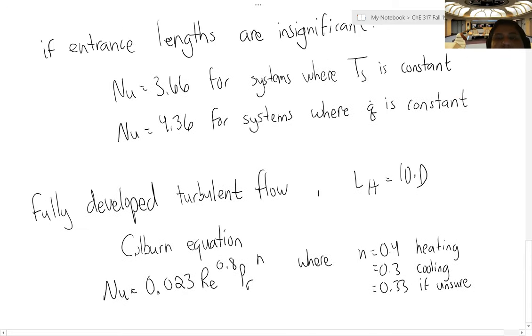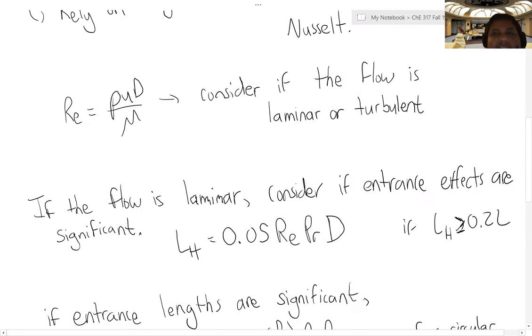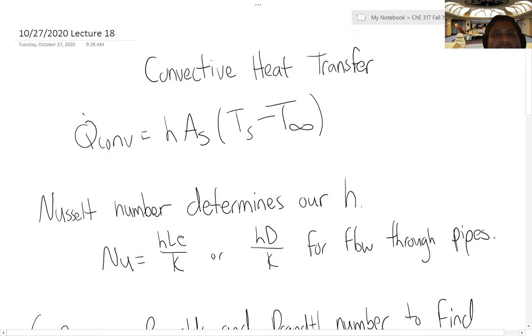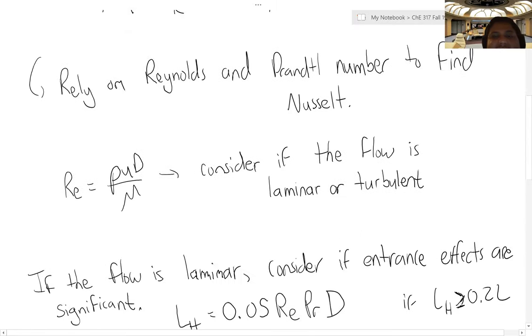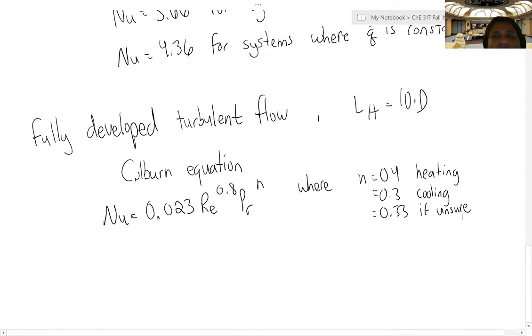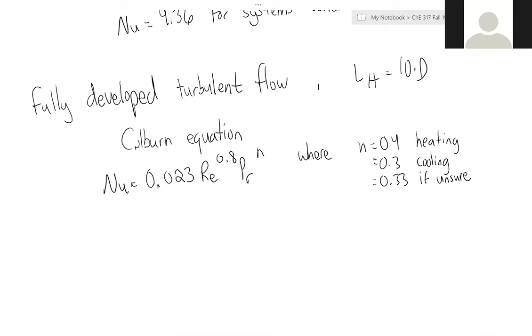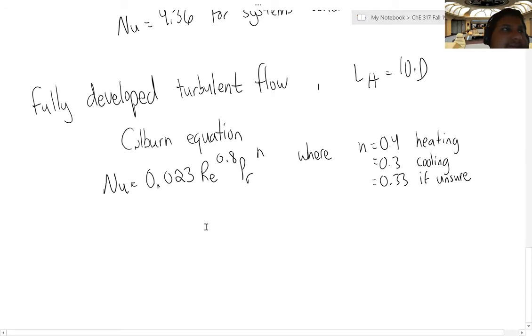So any questions over that? I know I kind of blew through it, but it was just kind of review from last time. And it also serves as a really nice, neat area to see the highlights of that section. Did you say the Colburn equation is for significant or insignificant entrance length? Or both? Insignificant. Okay.